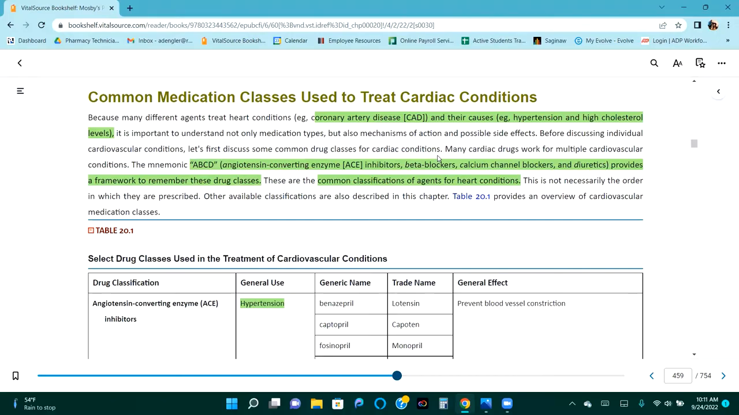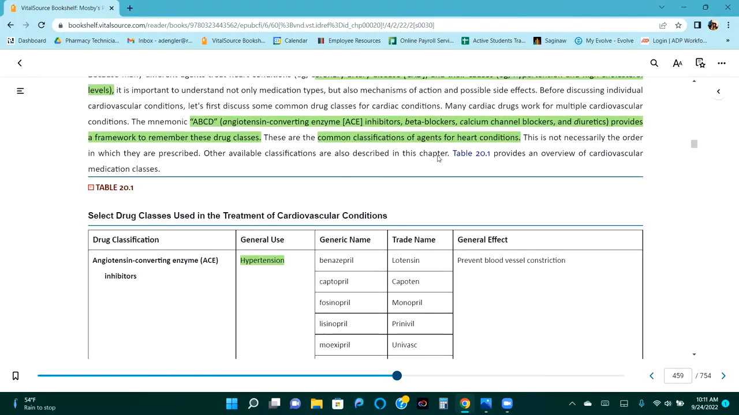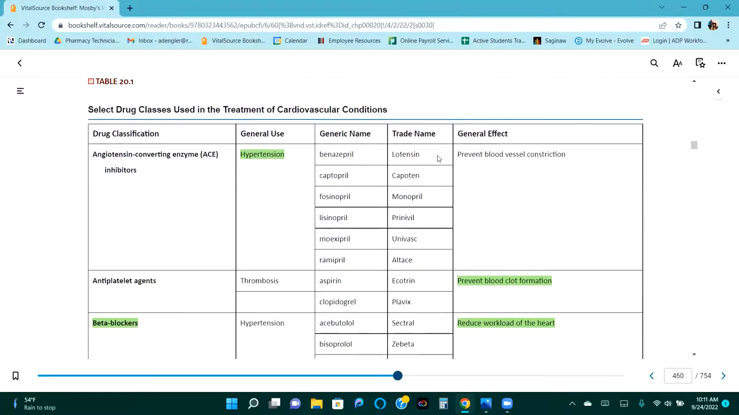A, B, C, D: the mnemonic works for blood pressure medications such as angiotensin converting enzyme (ACE) inhibitors, beta blockers, calcium channel blockers, and diuretics, and provides a framework to remember these drug classes. Table 20.1 lists select drugs used in the treatment of cardiovascular conditions.